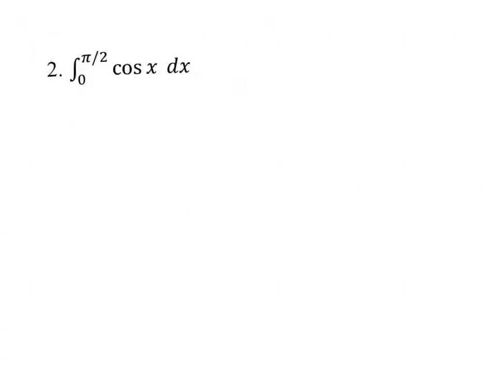The next question is the integral of 0 to pi over 2 of cosine dx. So the first thing I'm going to do is integrate cosine dx. The integral of cosine is positive sine, which is the opposite of the derivative. And I'm going to evaluate this from 0 to pi over 2. I'm going to do upper minus lower, so sine of pi over 2 minus sine of 0.